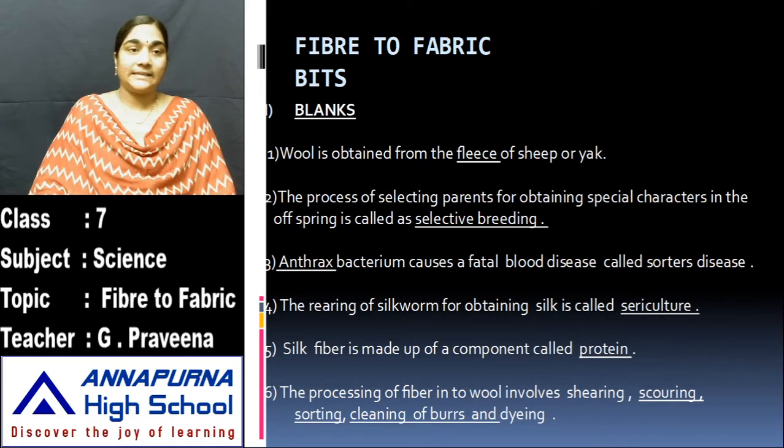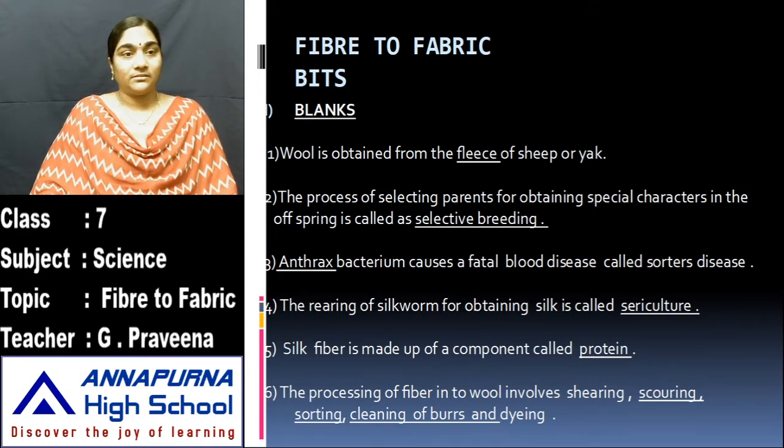Yes, here are your answers. The first one: wool is obtained from the fleece of sheep or yak. Then the second one: the process of selecting parents for obtaining special characters in the offspring is called selective breeding. And the kind of bacterium named anthrax causes a fatal blood disease called sorter's disease. The process of rearing of silkworm for obtaining silk is called sericulture.